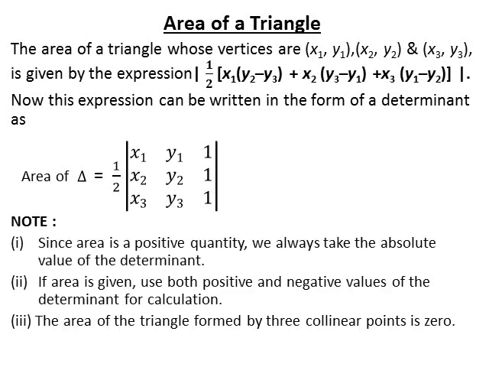Students, always remember, since area is a positive quantity, we always take the absolute value of the determinant. Second, if area is given, use both positive and negative values of the determinant for calculation. Third, the area of the triangle formed by three collinear points is always 0.